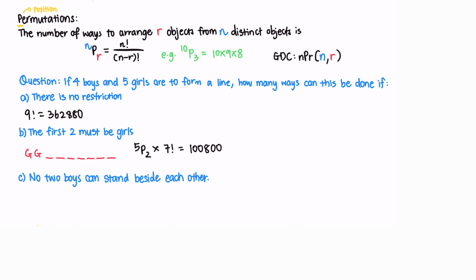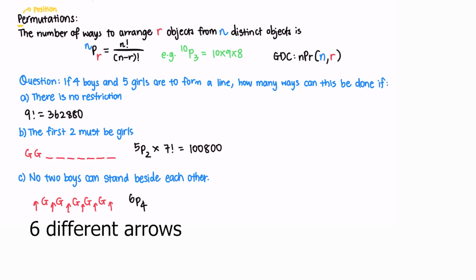So what I'm gonna do is draw all the girls over here. I have 5 girls and I'm drawing arrows all between the girls because that is where the boys can stand. So over here, what we're doing is assigning 4 boys to these 6 different spaces, which is akin to 6p4.